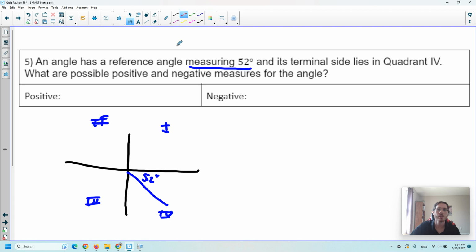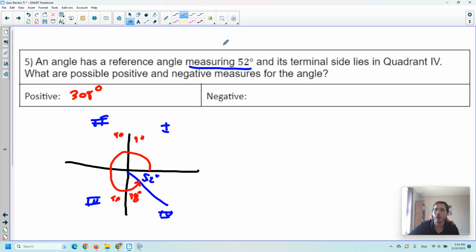So if I want to get a positive angle, remember I need to go around this way. I got to go counterclockwise, starting at the x-axis. If I count, this is 90, 90, 90, and then this over here would be 52, 90 minus 52. So this would actually be 38, this piece right here, because again, these have to add up to 90. So I get 270, 308. So one possible choice is 308, not 3080, but 308 degrees.